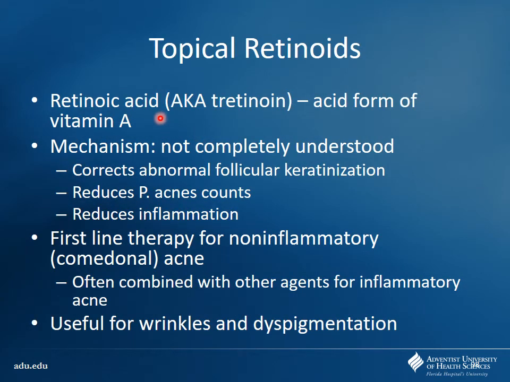Next up, we have our topical retinoids. The main one here, or kind of the primary one, being retinoic acid, otherwise known as tretinoin. This is actually the acidic form of vitamin A. And again, we don't completely know why this works, but we do know that it has several activities against these different pathologic steps, including helping to correct the abnormal follicular keratinization, helping to reduce those P. acnes counts, and also helping to reduce the inflammation by the host immune system.